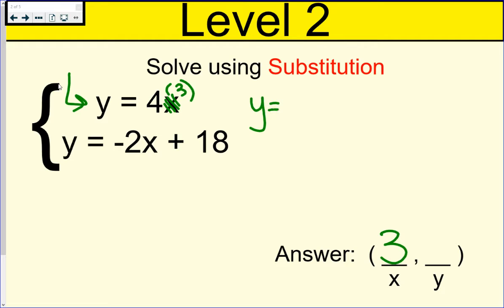In other words, if I write that nicely, y equals 4 times 3, and 4 times 3 is 12, so we know the answer to this system is the ordered pair 3, 12. I hope that helps you out with your question.